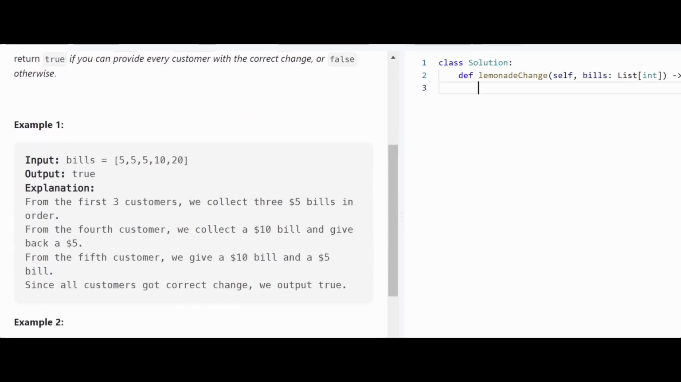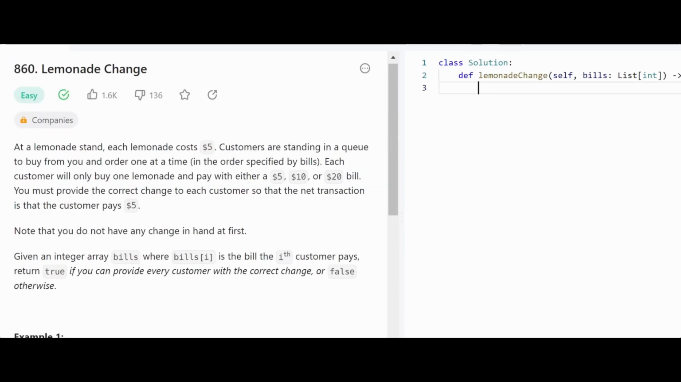So what this question says is that you have a lemonade stand and each lemonade in your stand costs $5. So if someone comes to you with a $10 bill or a $20 bill, you need to provide them with the accurate amount of change. So let's say if I come to you with a $10 bill, you need to give me $5 change back.